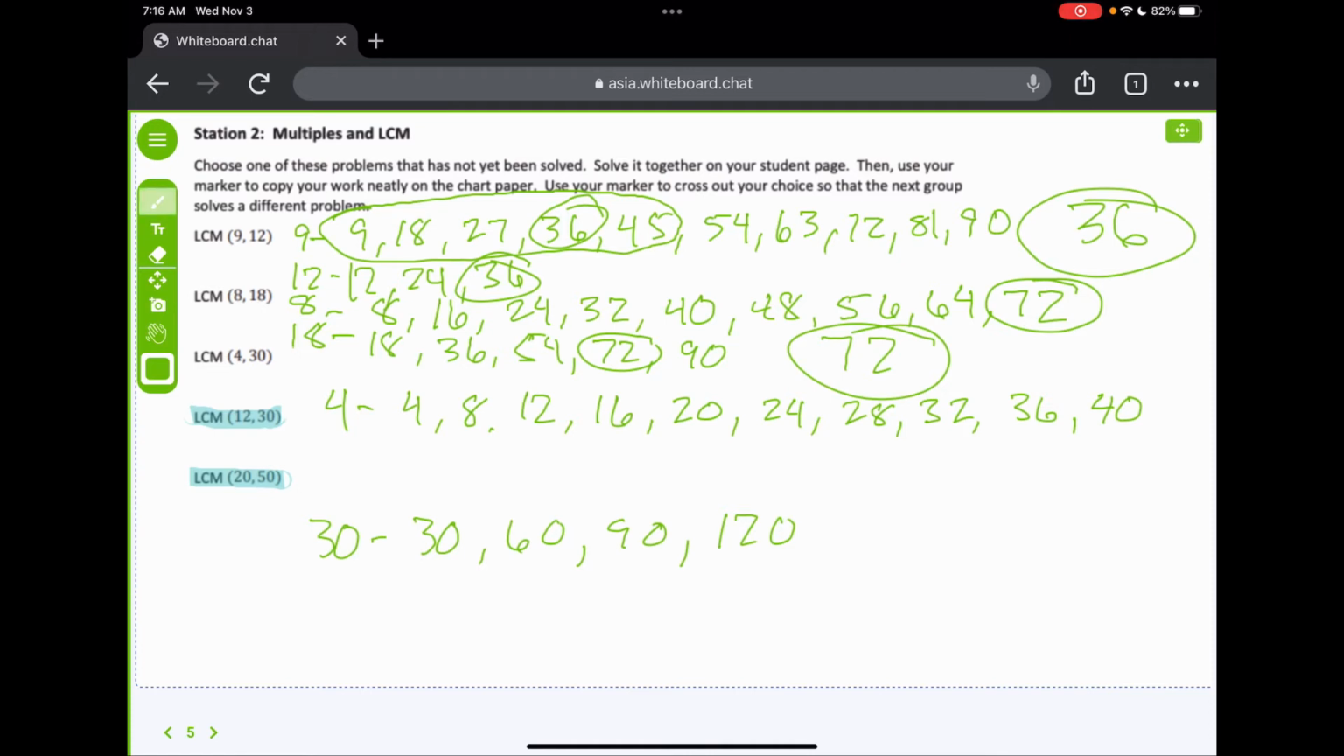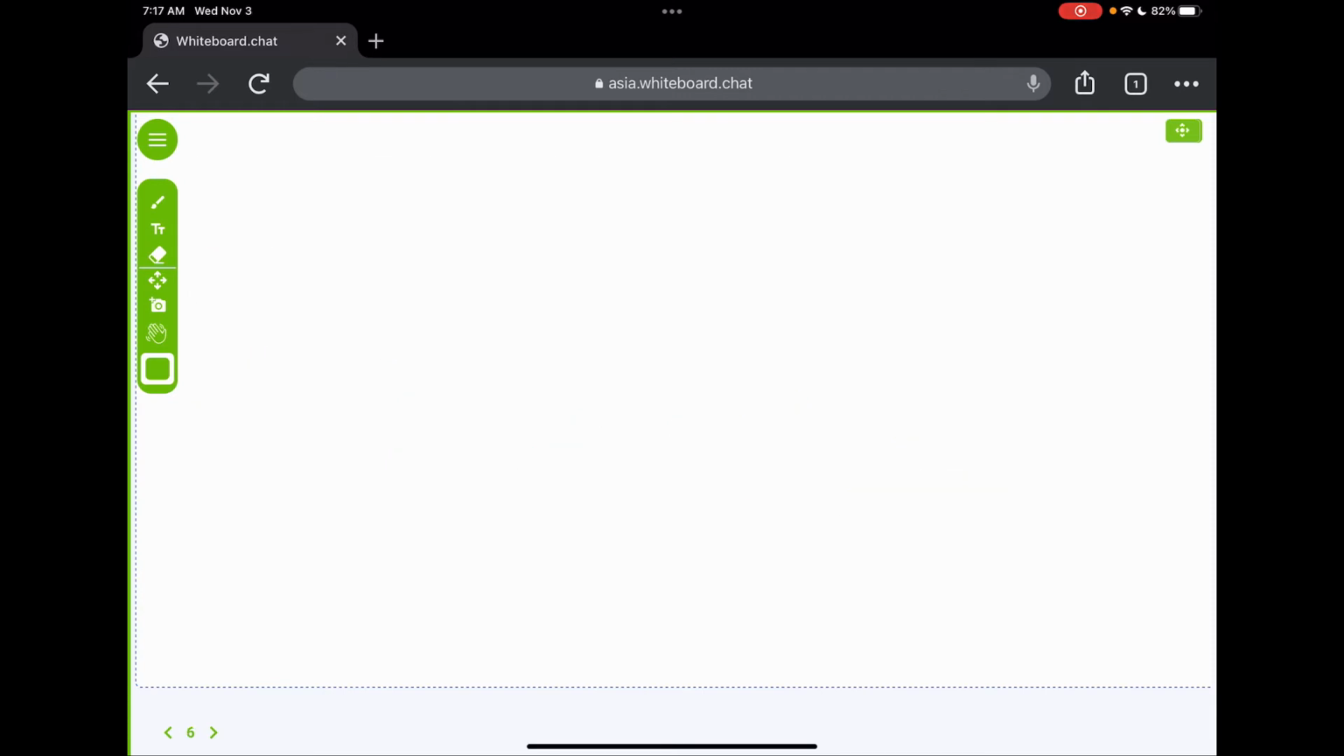Now, I got to keep going here. I got 44, 48, 52, 56, 60. Oh, good. There's my 60. 60 and 60. Okay. So maybe you want to start with the biggest number first and list a few of them, and then you can do your smaller one. Okay. Now, when are we going to use this?